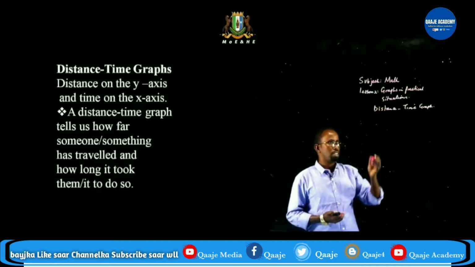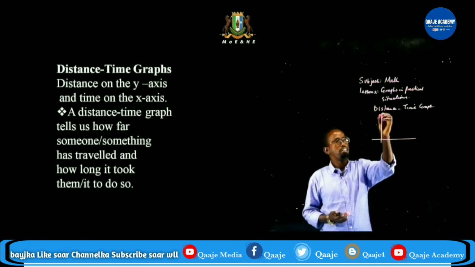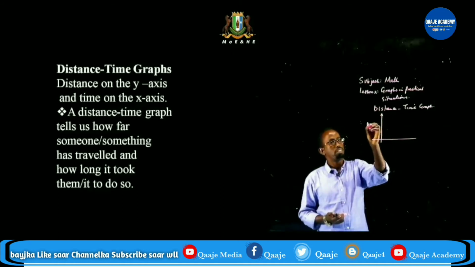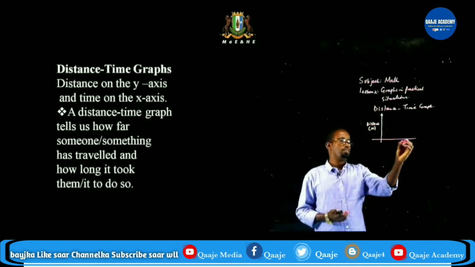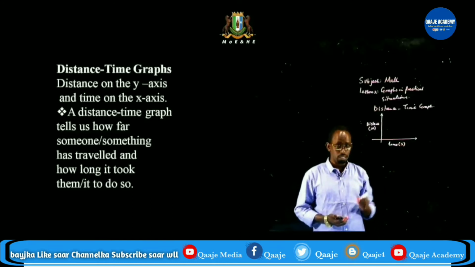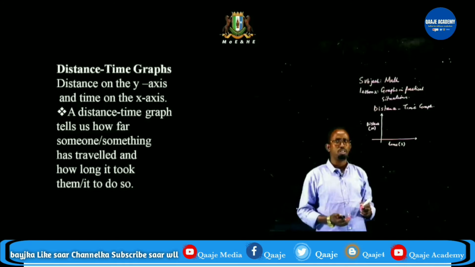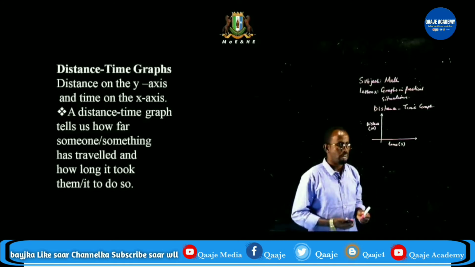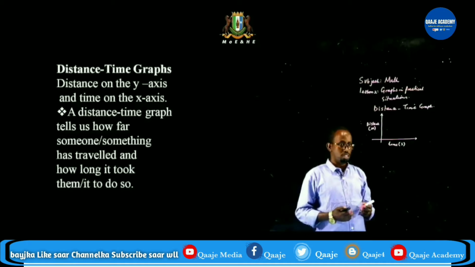Distance time graph. Distance is always written in the y-axis. So this is distance. And you normally write meters, that is the SI unit. Time in the x-axis. And then you write seconds. Now a distance time graph tells us how someone or something has traveled and how long it took them or it to do so.